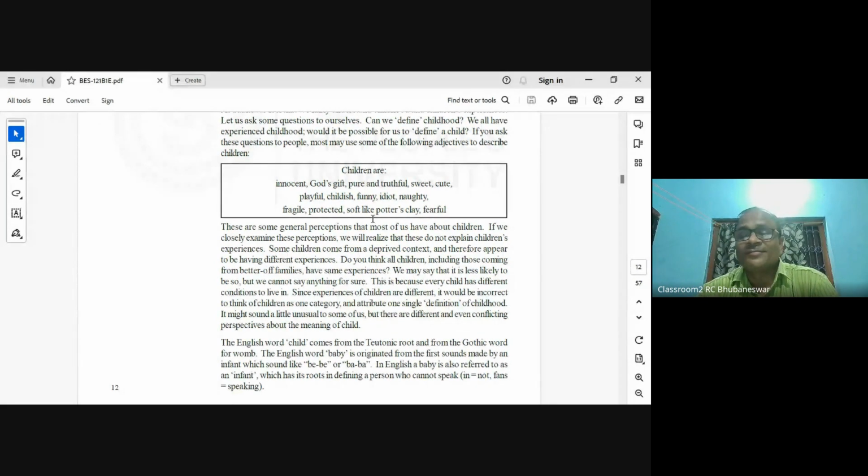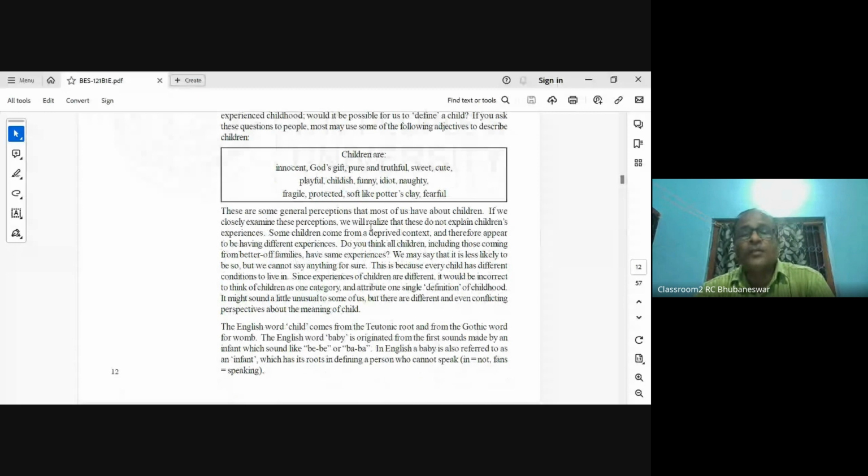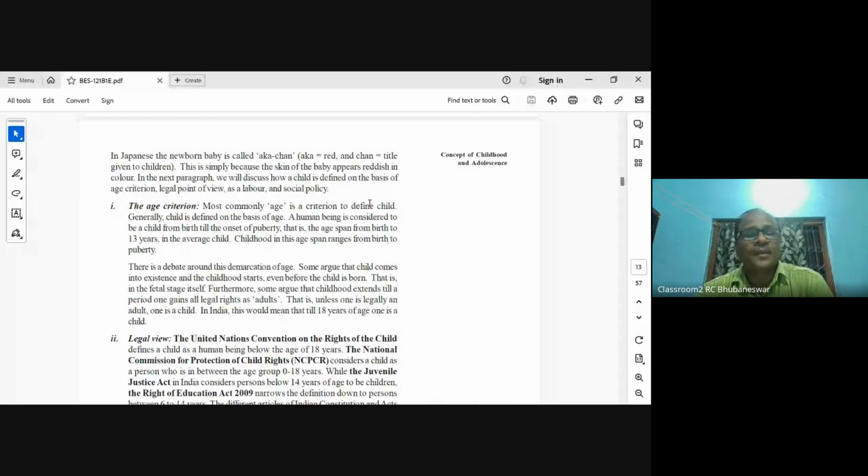But we, the teachers, should be careful to help them make these characteristics mature in the upper stage of life. Upper stage means the adolescence period, then they will reach the adult period. Okay. So this is a very important characteristic of a child. Now we are going to discuss other points like the age criterion.